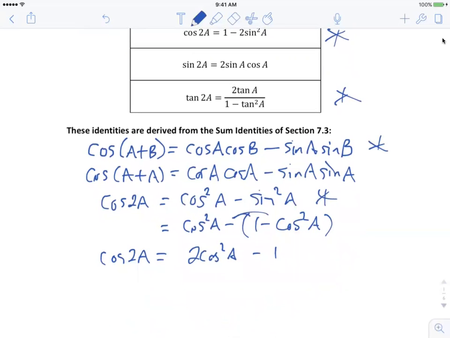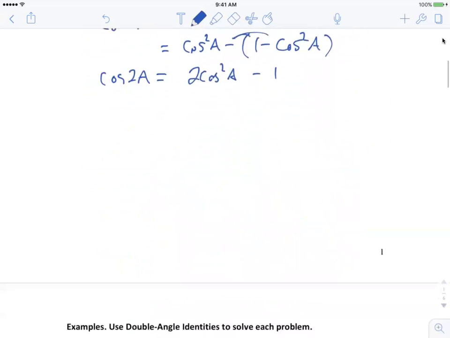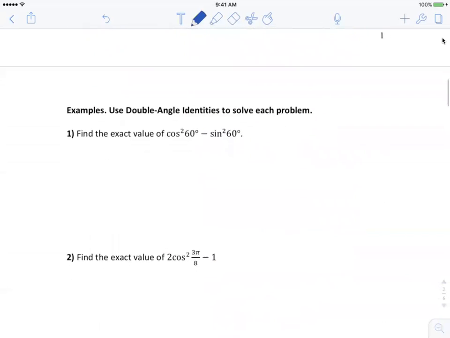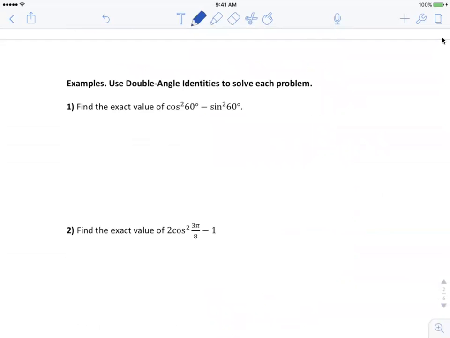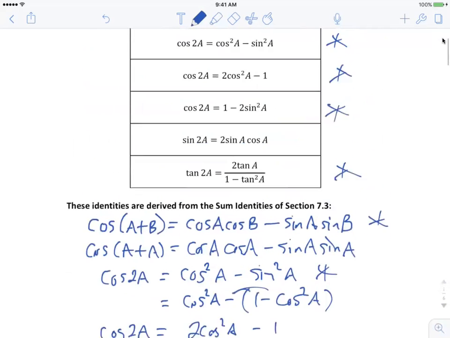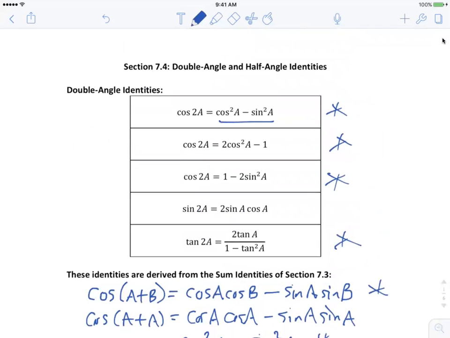But let's jump to some examples that you're going to see in the homework now. Some double angle identities to solve these problems. The first type, notice the structure. It's probably going to match one of the identities, and just use that identity in reverse. So this one I have cosine squared 60 degrees minus sine squared 60 degrees. That's that very first one. There it is, right? So I'm just going to use that version of it.